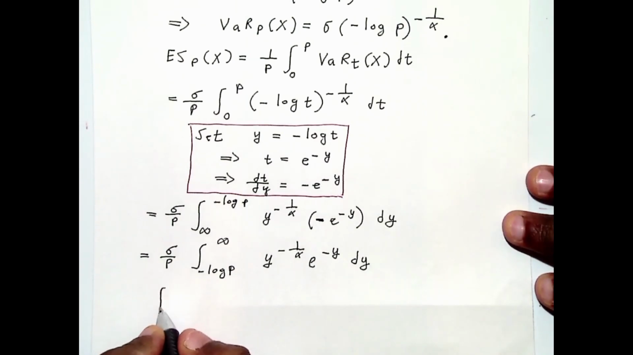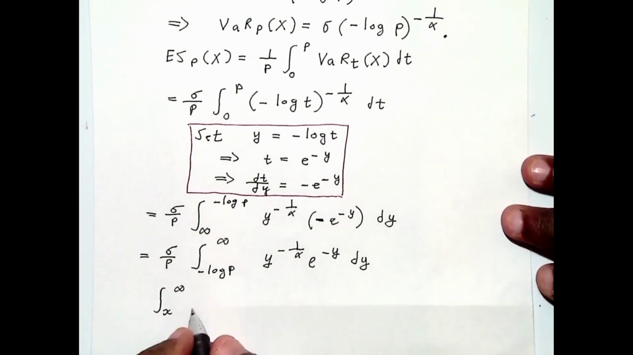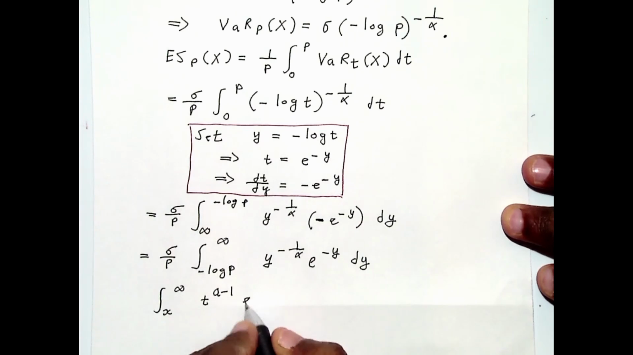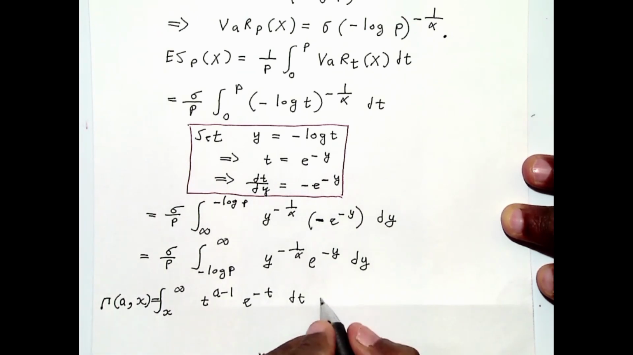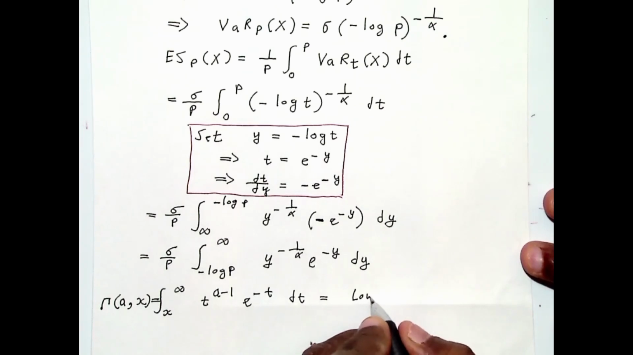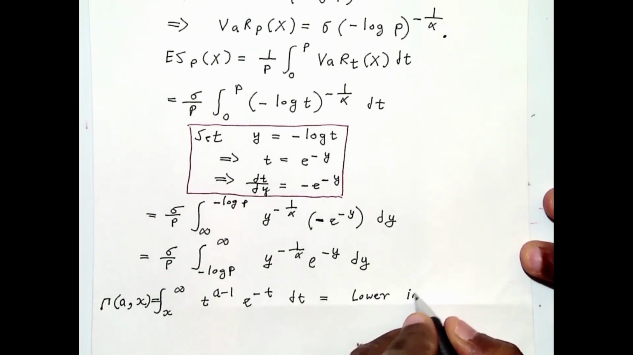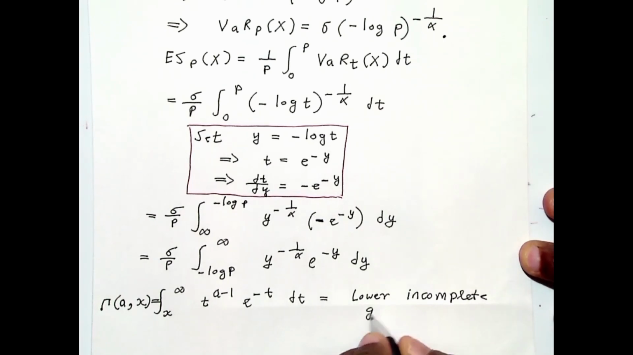When you have an integral, say, from x to infinity of, say, t to the power a minus 1 e to the minus t dt, this integral is denoted by this notation, and is known as the lower incomplete gamma function.